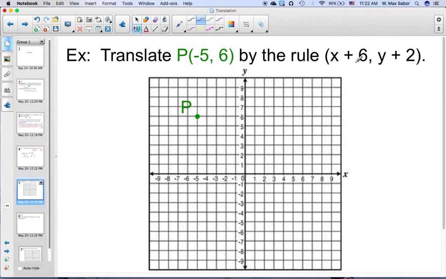Translate this by the rule: add 6 to the x-coordinate and add 2 to the y-coordinate. Adding 6 to the x-coordinate will be the same thing as traveling 6 to the right. Adding 2 to the y-coordinate is the same as going 2 units up. So there will be P prime. And if you wanted to write down the coordinates, that would be (1, 8).